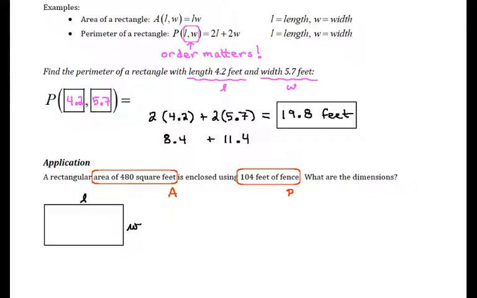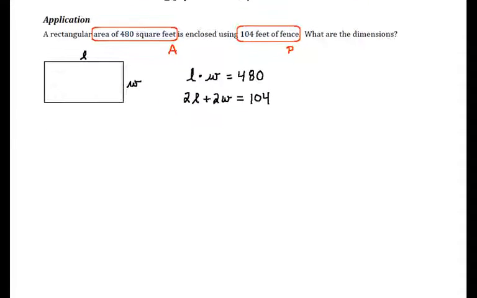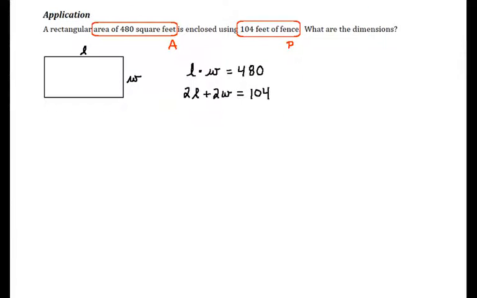So we can set up two equations based on these two formulas. First of all, the area gives us that the length times the width is equal to 480. And the perimeter gives us that 2 times the length plus 2 times the width is 104. This is now a system of nonlinear equations, so we can solve it using the substitution method. And generally it's easiest if you have one linear equation and one nonlinear.